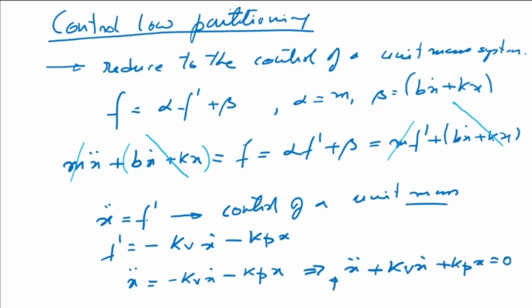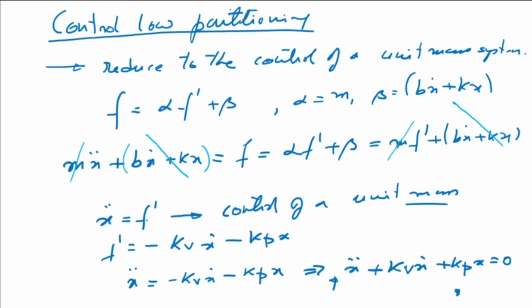Now this is a unit mass system here. Again, we can assume this to be critically damped, and we can assume a numerical value of kp, then find the value of kv, find the response of the system, and if you are happy with it, very good. If you are not happy with it, you change the values. So there is no other way of designing this kind of control system. This is the way it is done.